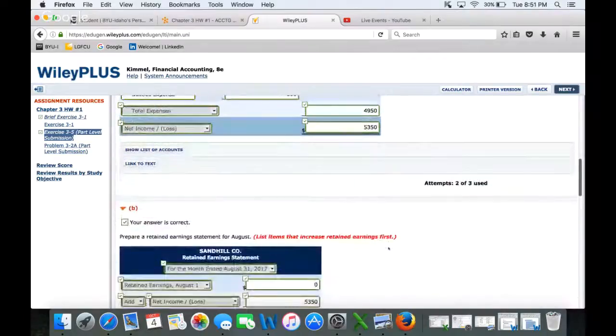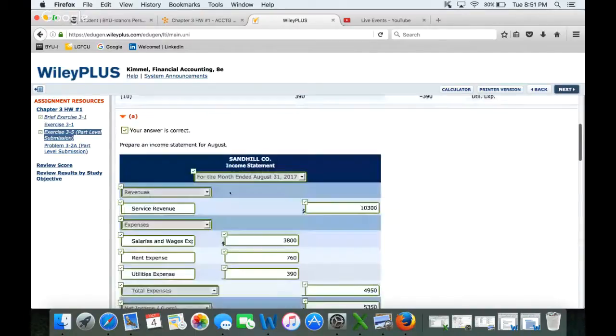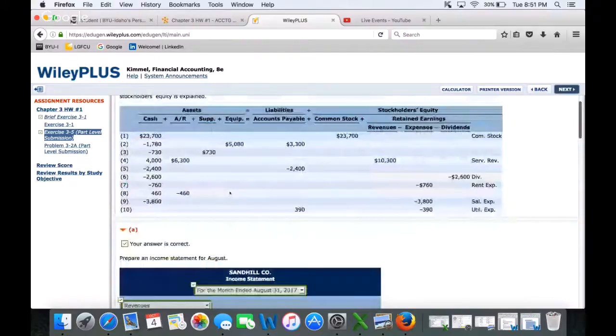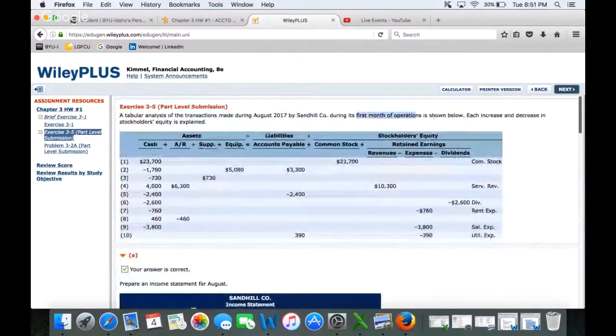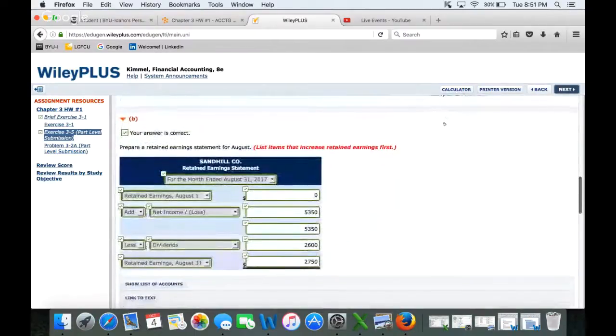And then moving on to the next portion of the problem, it asks you to come up with a retained earnings statement. You always see that it's for the month ended as well, because they want to see what the retained earnings is after the period is over. And so you always start off with the retained earnings at the beginning. It says up here that it was their first month of operations, and so you know that they're obviously going to start off with $0 coming off of August 1st, since it was their first month starting up.